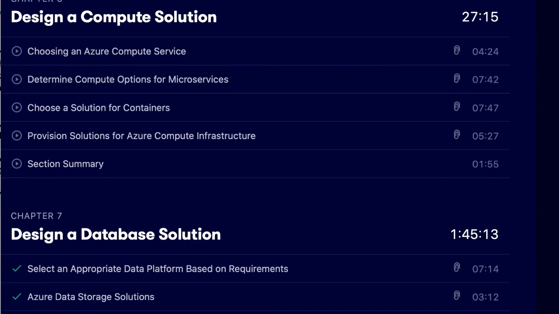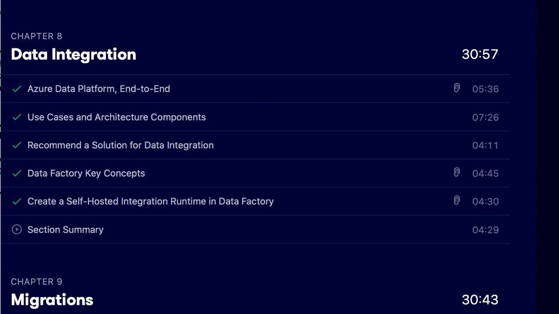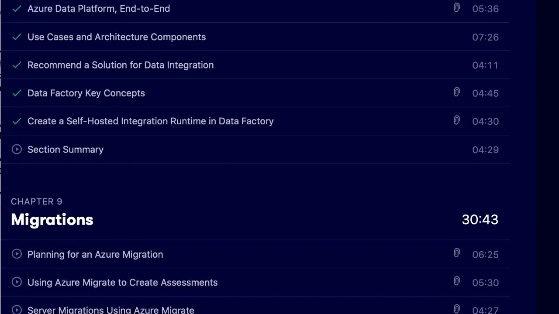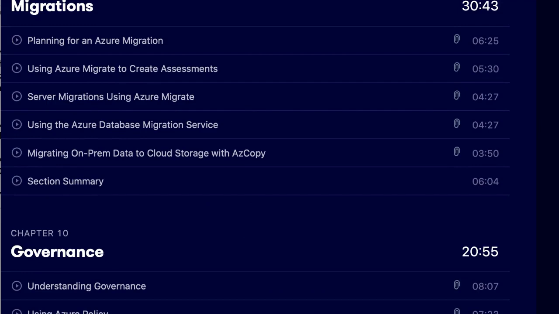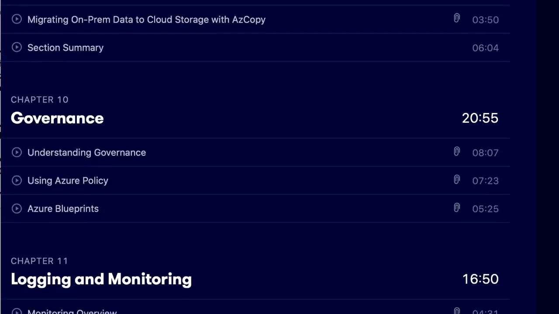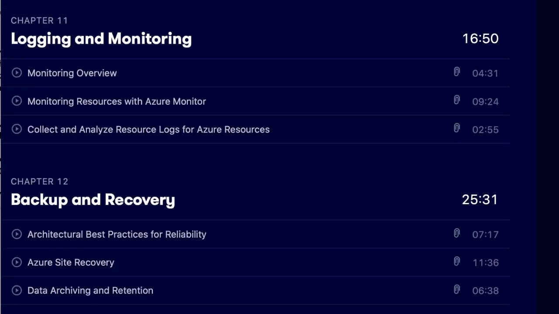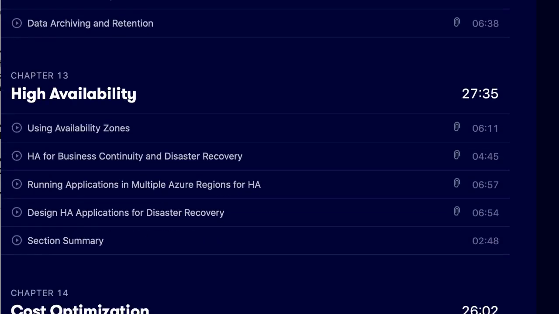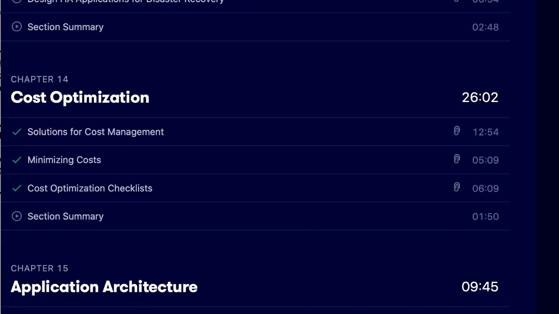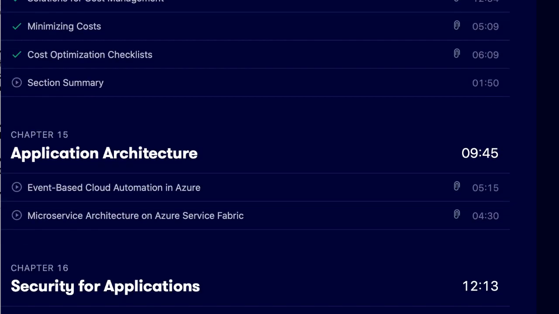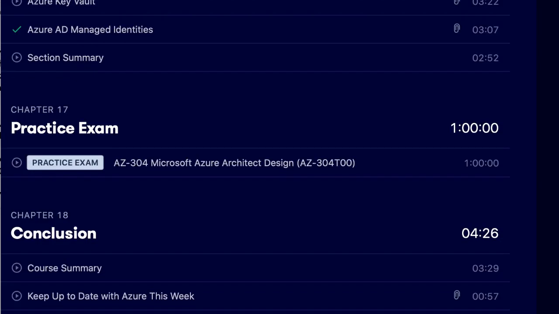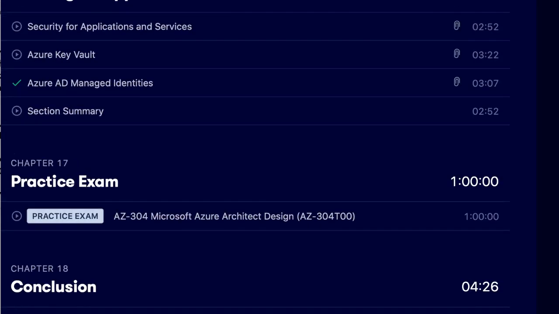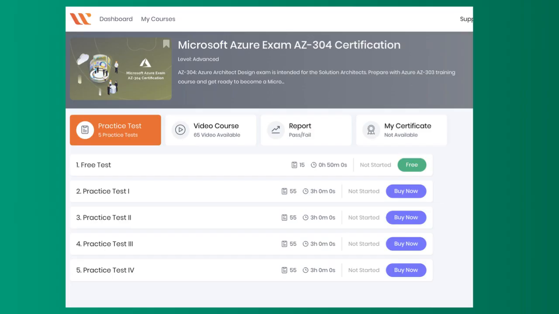Design a compute solution, so microservices, containers, then design a database solution, data integration, migrations come up in the case study, governance, there were a couple of questions on governance, logging and monitoring, backup, loads of questions on those two topics there. High availability, again, cost optimization, they always ask a question, what is the cheapest solution? Security, and then it has a set of practice questions at the end, and these were very helpful.